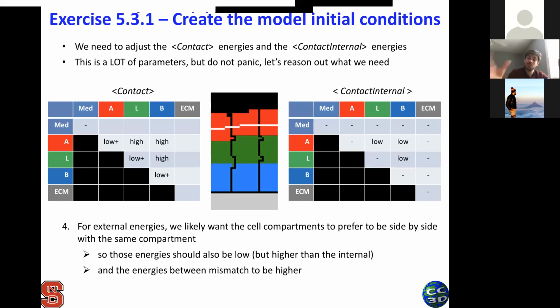Of course, we could go to the XML code directly and just try numbers randomly, but it's better if you think about what the behavior should be, and based on that, what the relative values of those things should be, and then we go to the code and try to implement that. So let's talk about the apical side. The apical side is mostly done, but you still have the apical with the medium and the apical with the ECM. One of them should be high and the other one should be low. Which ones?